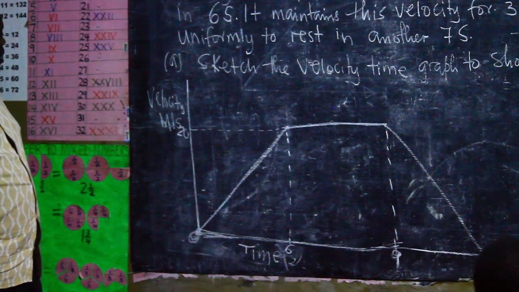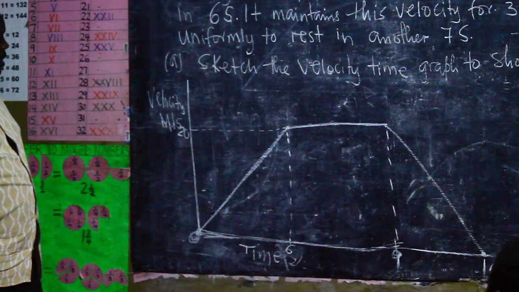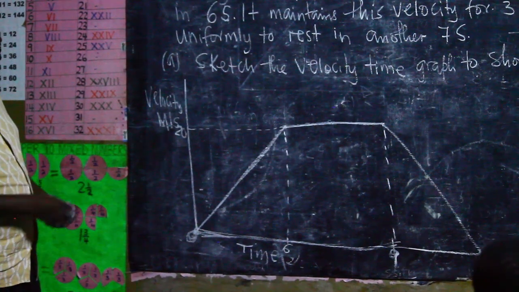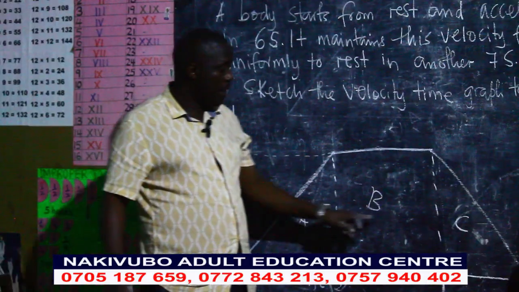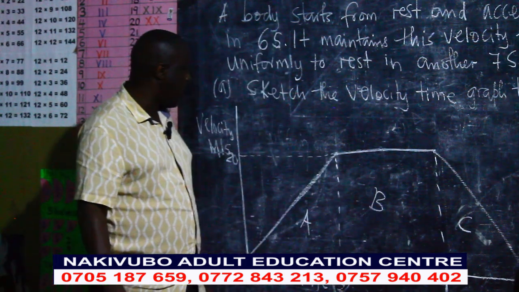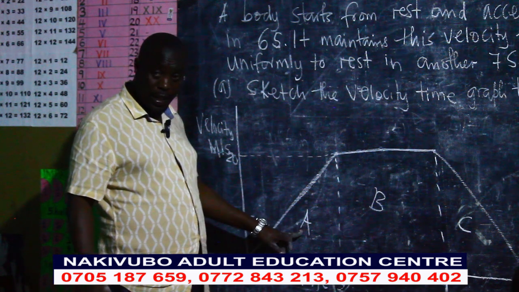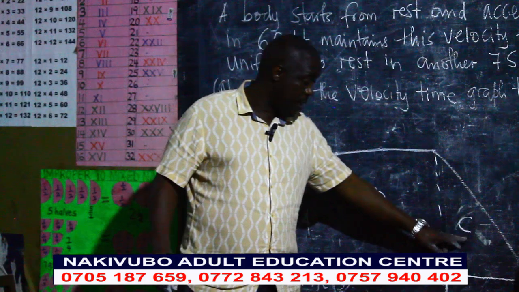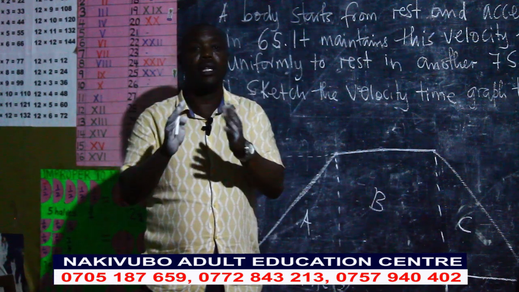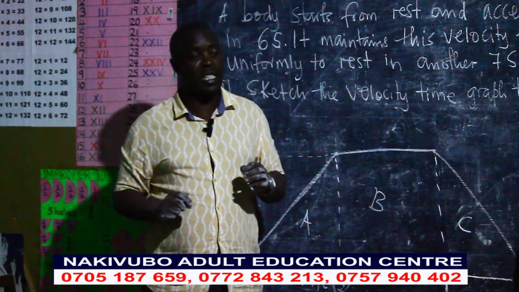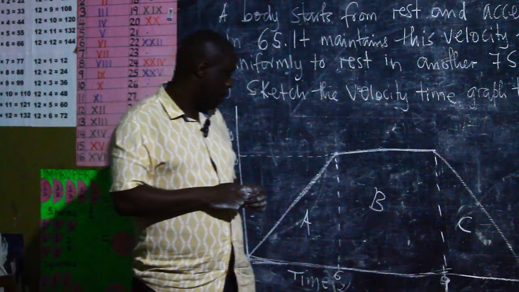Have we not answered the question? Yes, we have. Now for part B and C. Are we together? We are going to find the area under A, area under B, and the area under C. We add the 3 areas. They will give us the total distance covered by the body.